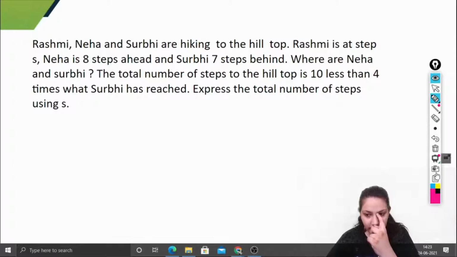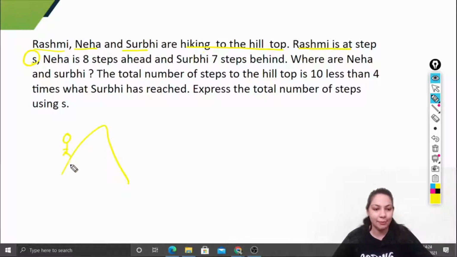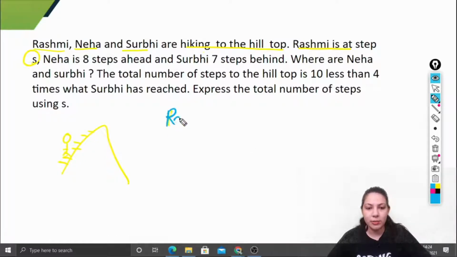There are 3 girls given in the question, that is Rashmi, Neha and Surbi. They are hiking to a hilltop. Rashmi is at step S. Let's imagine this is a hilltop and these are the steps, and Rashmi is on the S step.